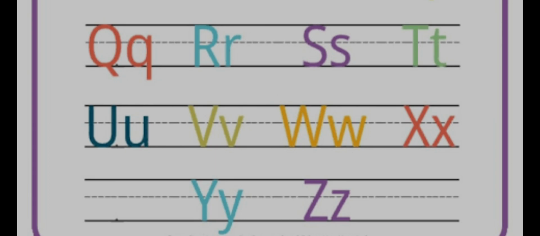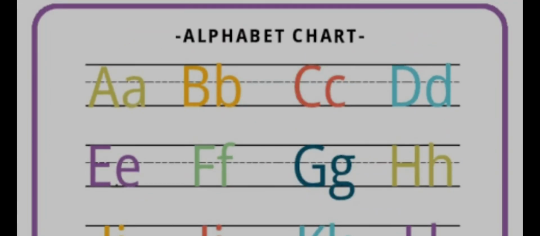t. U for umbrella, U for uniform, y. V for van, V for wallet, v. W for watch, v. X for x-ray, s. Y for yak, Y for yak, y. Z for zebra, Z for zebra, z. Alphabetic chart.